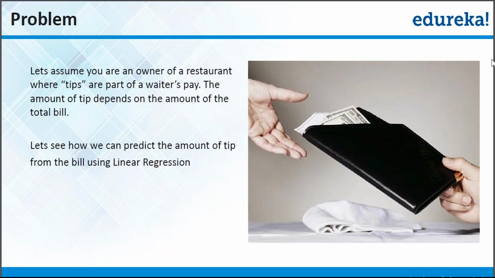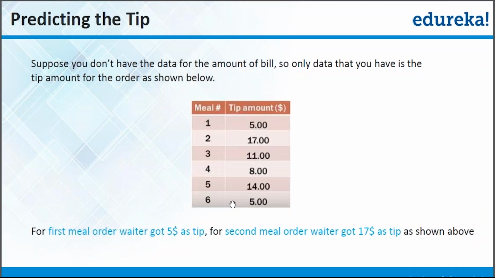So, predicting the tip. If you look at the line, you don't have the data for the amount of the bill, but you only have the tip amount. And you have different meal options people have taken, 1, 2, 3, 4, 5, 6 and so on. So all you have is the tip amount. Now you are trying to predict the tip, correct? This is what you are trying to do.